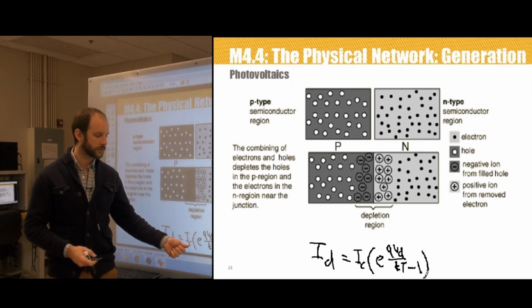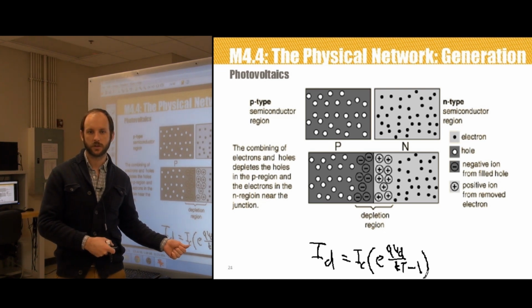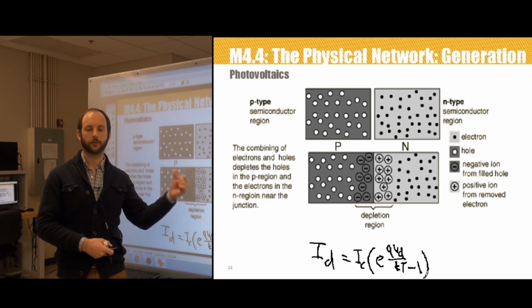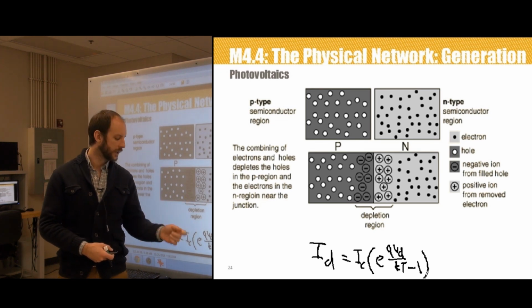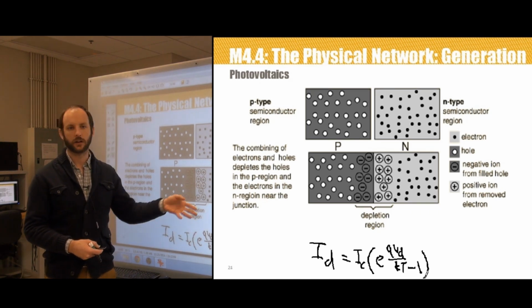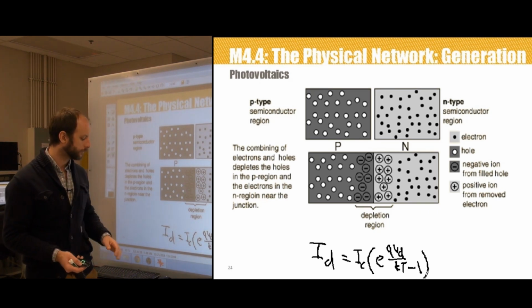The only thing I'm going to explain a little bit further is this reverse saturation current. If I were to reverse bias this p-n junction, it's the amount of current that flows through the diode if it's reverse biased. It's typically very, very small; 10 to the minus 6 amps per centimeter squared of junction area is a pretty typical value.